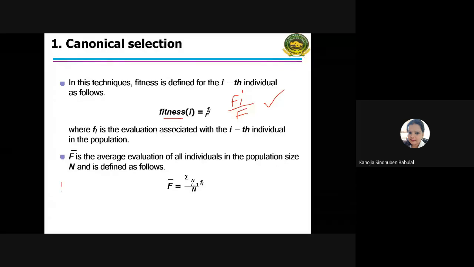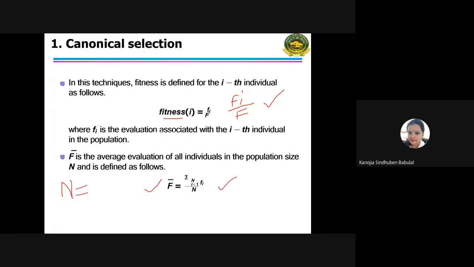Let us consider one more thing. The size of the population is N. Keep this N in mind. The total size of the population is being represented by capital N. So we can calculate f bar is equal to the summation of i equal to 1 to N of fi upon N. So we get the fitness of i, and we can also compute the f bar using this particular formula.